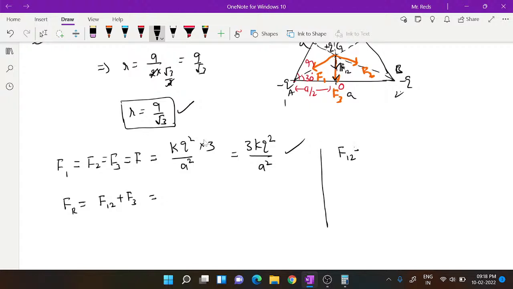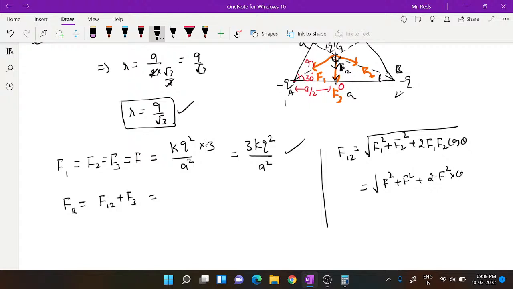Resultant of 1 and 2 is equal to square root of F1 square plus F2 square plus 2 F1 F2 cos theta. F1 is equal to F, F2 is also equal to F, so you can write it as F square plus F square plus 2 F square cos theta. And how much is theta? This is 30, this is 30, this is also 30. For the sum of the three angles in a triangle to be 180, this will be 120. So we take cos 120.